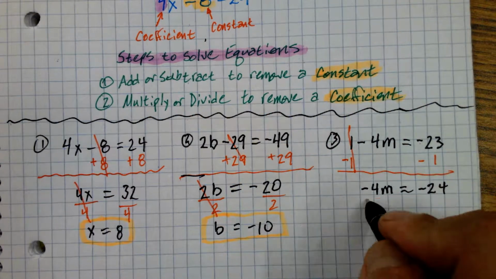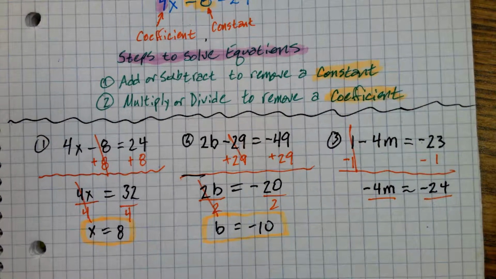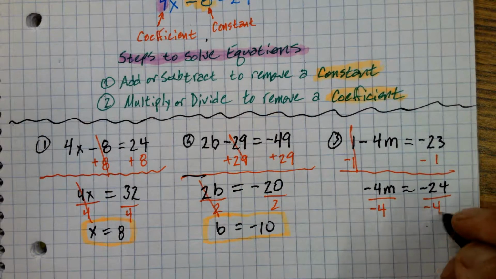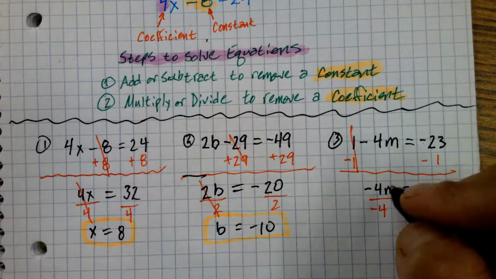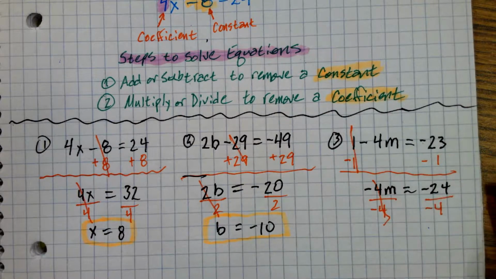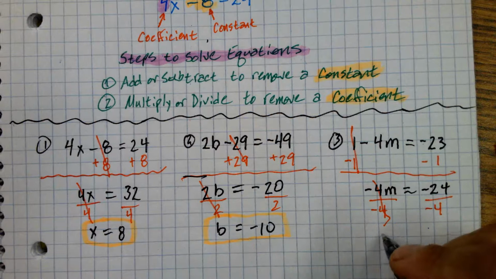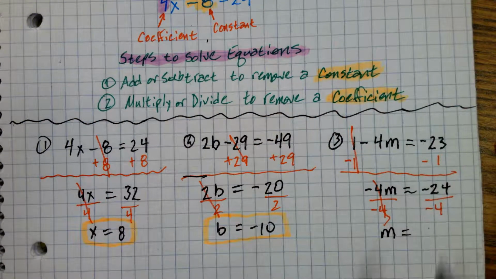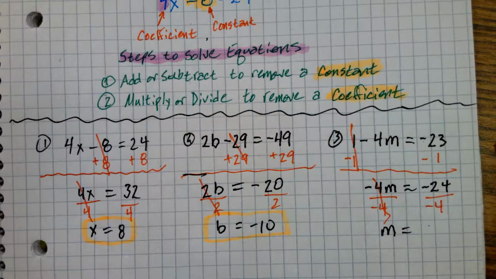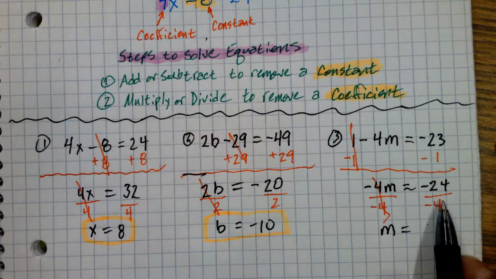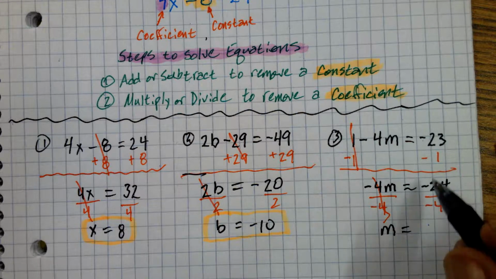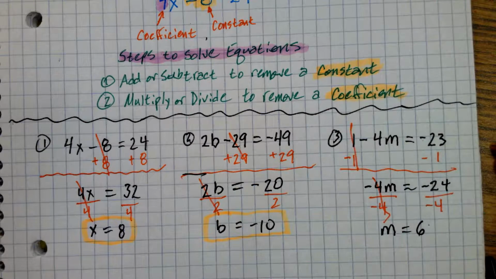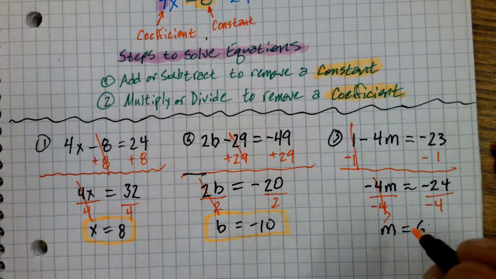So now I have a coefficient of negative 4 and it's being multiplied. So let's divide. What should I divide by? Negative 4. So negative 4 divided by negative 4. Yeah, that's positive. So I get m equals, on the other side I have negative 24 divided by negative 4. And so I know 4 goes into 24 6 times. And negative divided by negative is positive. So the answer is positive 6.